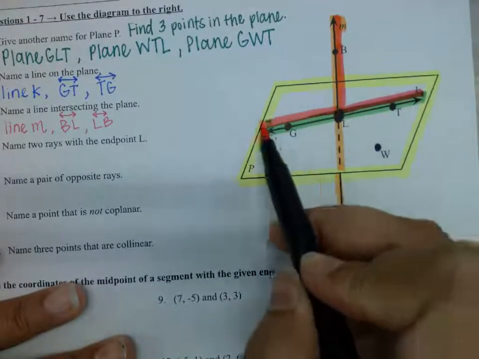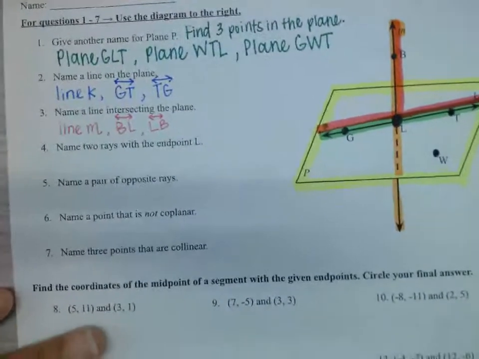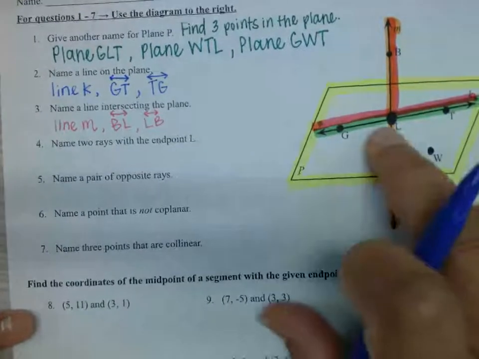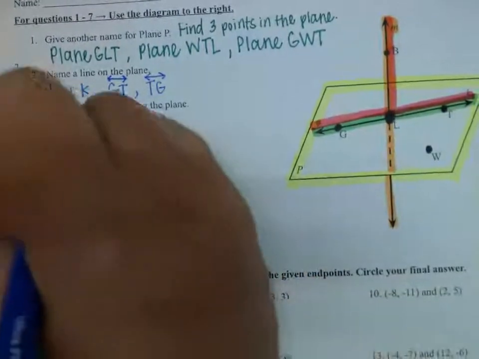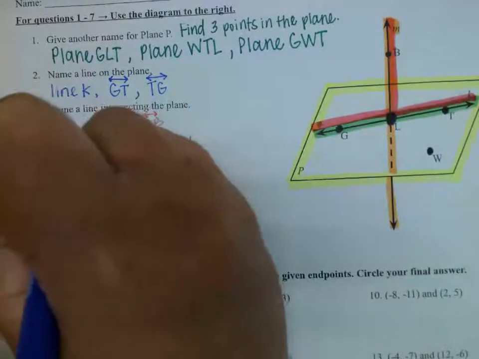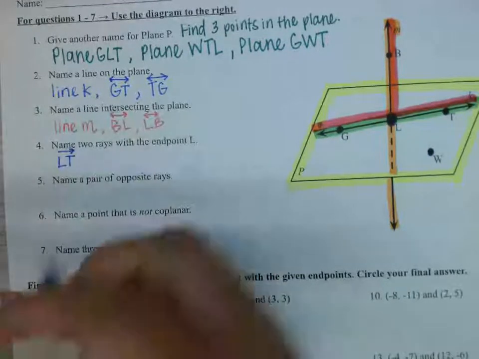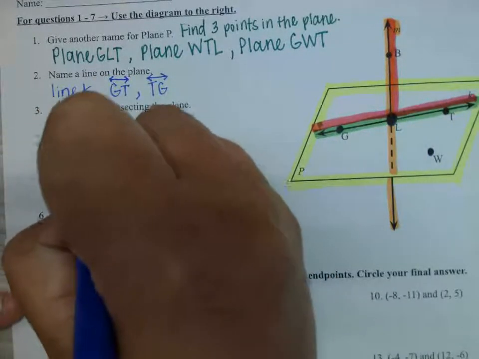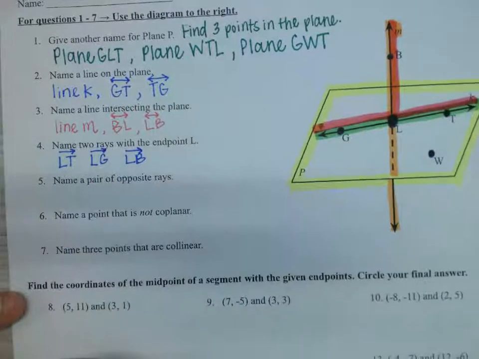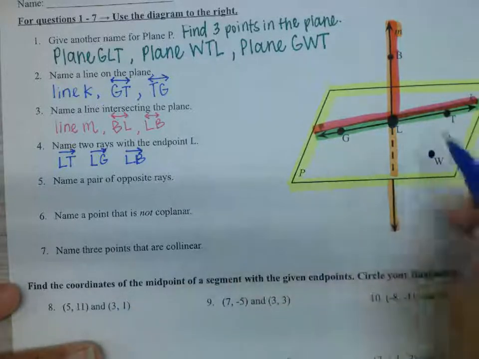Okay. What goes first when writing a ray? Always first is your endpoint, and then it's your point that goes to the line. So from L to T, from L to G, and from L to B. Those are 3 rays with the endpoint L. Okay, remember, center out. Really paying attention to the endpoint always, okay, and the name first, endpoint first.